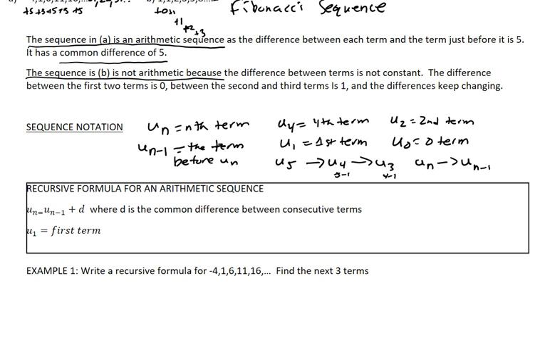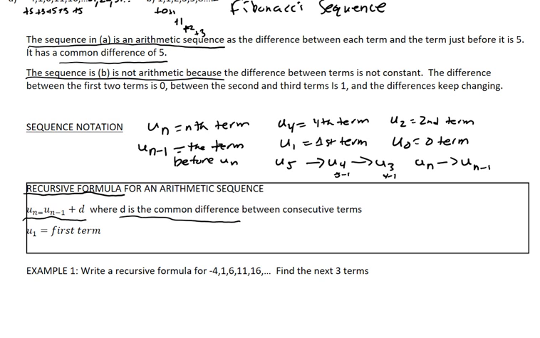And when we have a sequence, we like to be able to create a formula that can tell us how we get anywhere. And there's two types of formulas. Our first is called a recursive formula. It goes back to what we talked about when we first did that original sequence where we were adding 5 each time. So the formula is this: U sub n equals U sub n minus 1 plus d. And d is that common difference between consecutive terms.